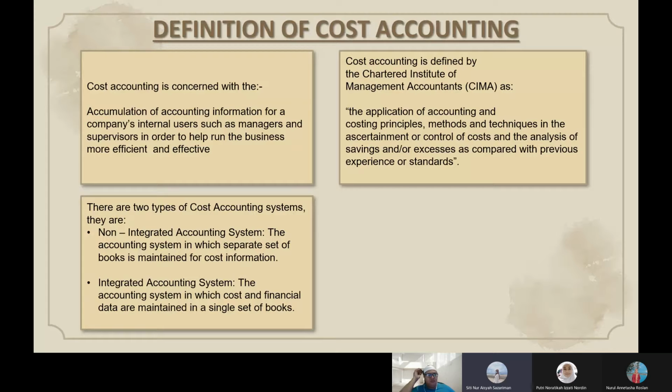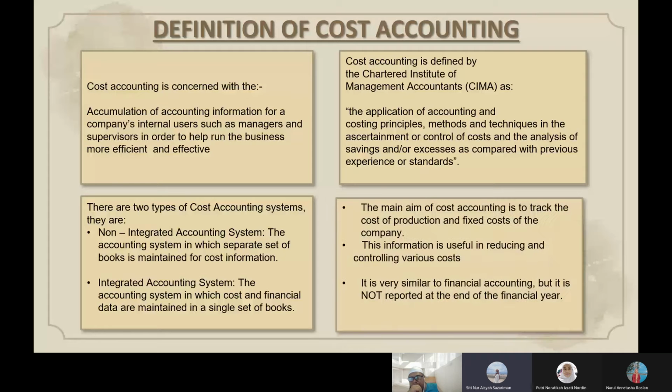Integrated accounting system, the accounting system in which cost and financial data are maintained in a single set of books. The main aim of cost accounting is to track the cost of production and fixed cost of the company. The information is useful in reducing and controlling various costs. It is very similar to financial accounting, but it is not reported at the end of financial year.